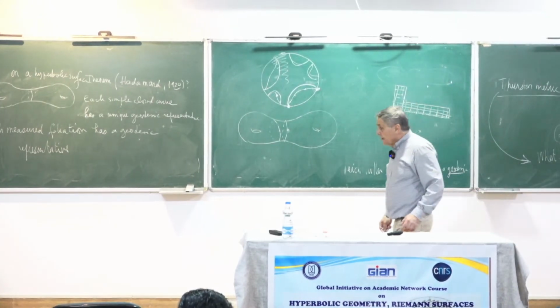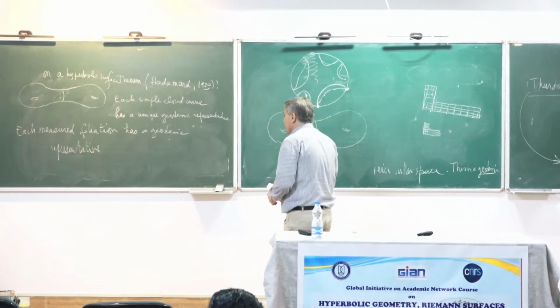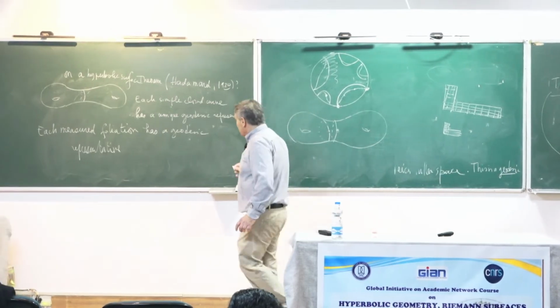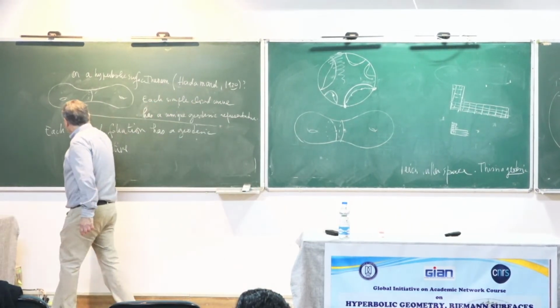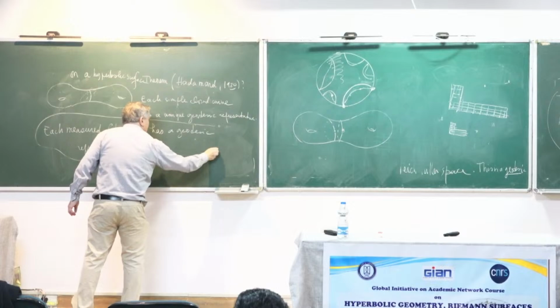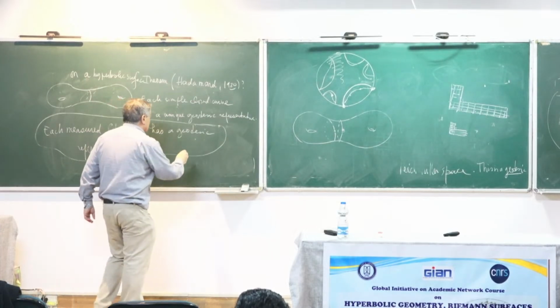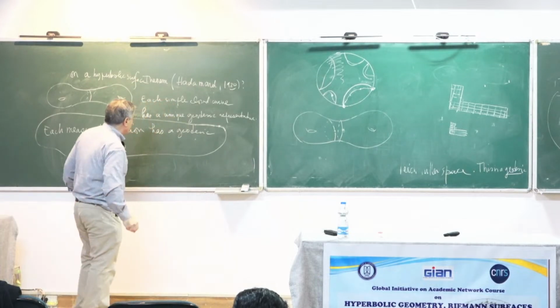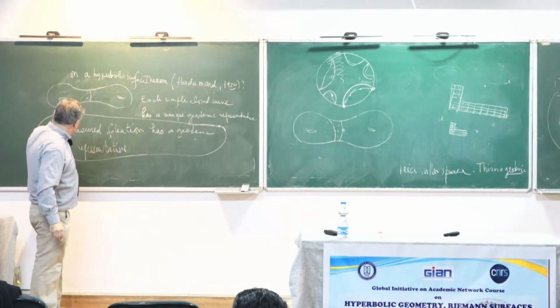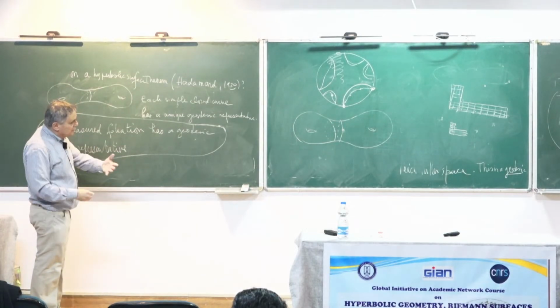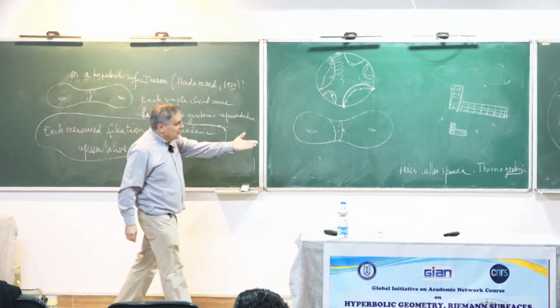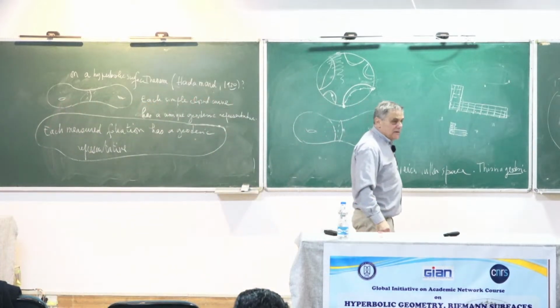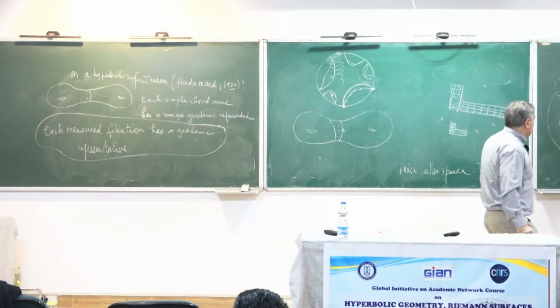Now, the thing which is a little bit more difficult, and which is needed in this theory: instead of a closed curve, I take a measured foliation on the surface. I take a measured foliation.